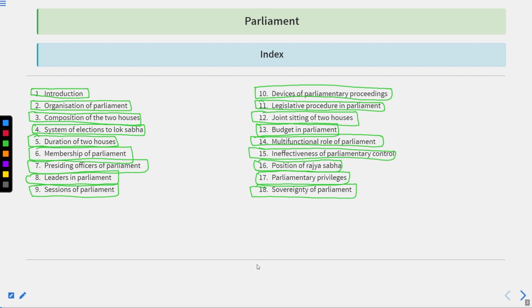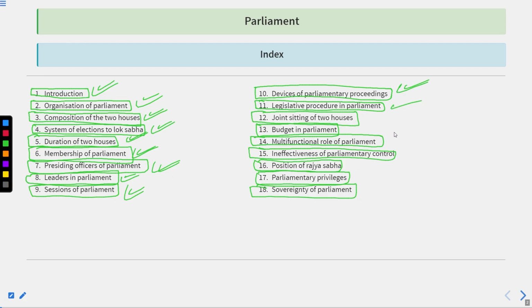If we talk about the topics we have covered so far, we have done the introduction part, the organization of parliament, the composition of the two houses, the system of elections to Lok Sabha, the duration of two houses, the membership of parliament, the presiding officers of parliament, the leaders in parliament, the sessions of parliament, and the devices of parliamentary proceedings. All these topics we have covered.